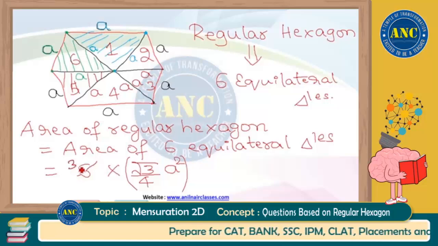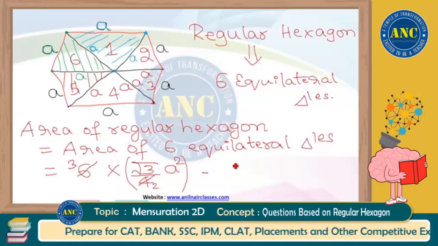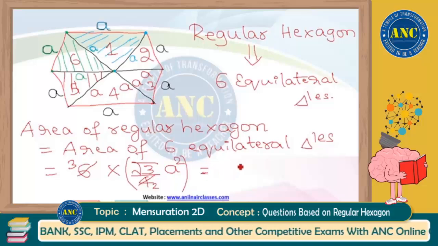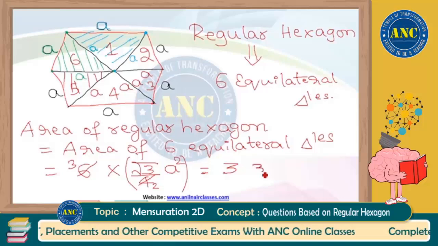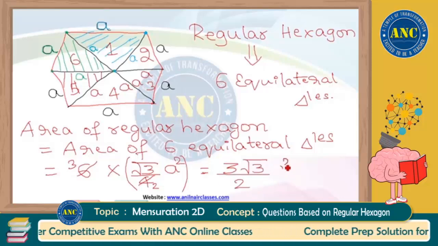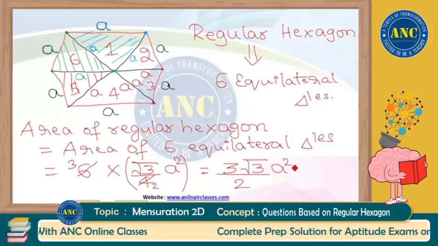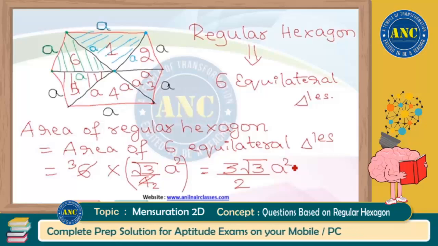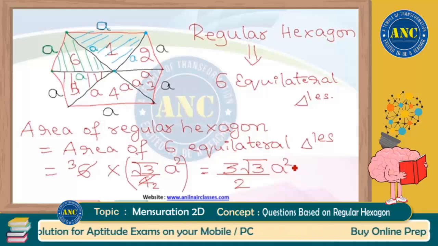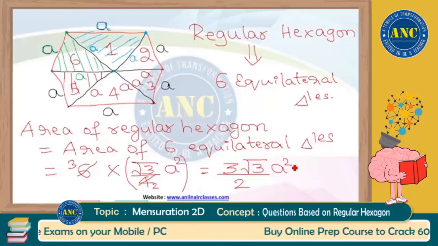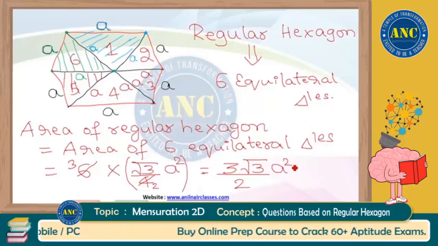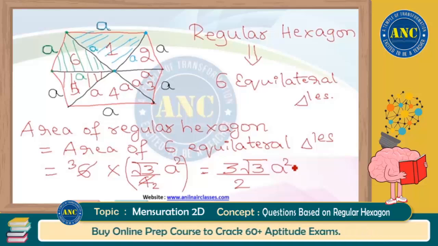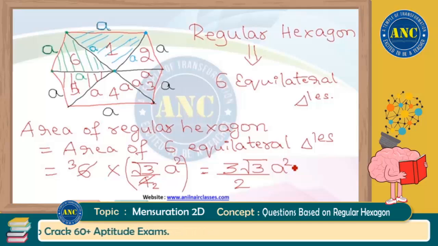This is 2 into 3. This is 2 into 2. Therefore, the final conclusion is area of a regular hexagon is 3 root 3 by 2 into A square, where A is the side of a regular hexagon. I hope it is very clear with the definition and the concept of regular hexagon. Area of regular hexagon is 3 root 3 by 2 A square, where A is the side of a regular hexagon, and regular hexagon is nothing but a combination of 6 equilateral triangles, where all the 3 sides will be same, all the 3 angles also will be same.